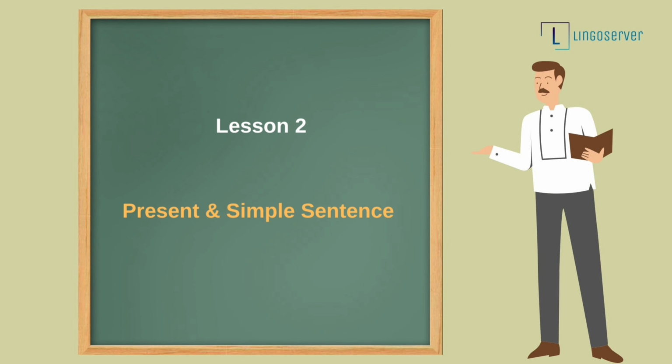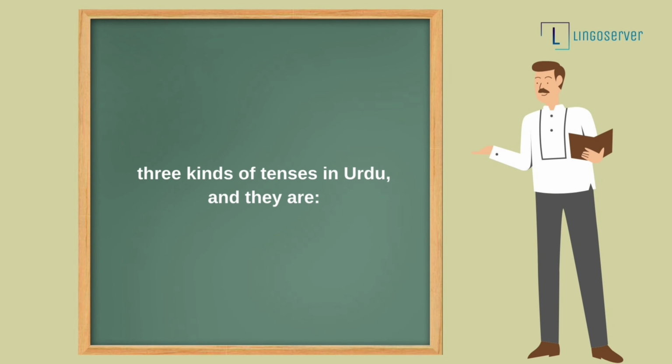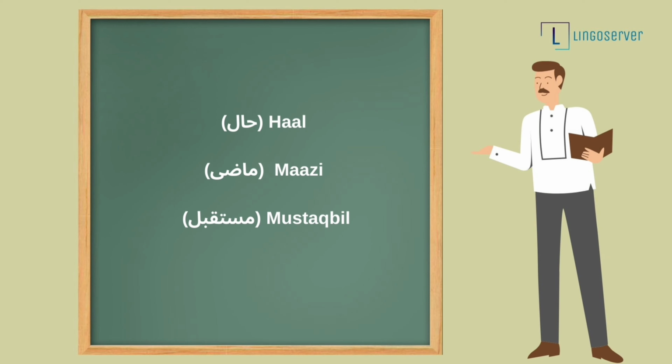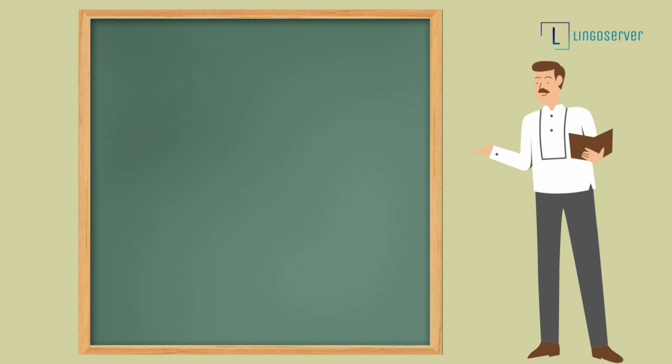Lesson 2. In this lesson, we will learn about present and simple sentence. But first of all, we will recap the previous lesson. The summary of the previous lesson is that there are three kinds of sentences in Urdu, and they are hal, madi, and mustaqbil. And for these tenses, we use different helping verbs.